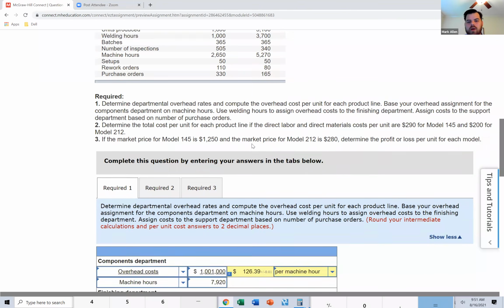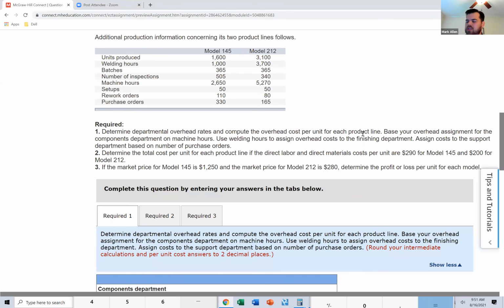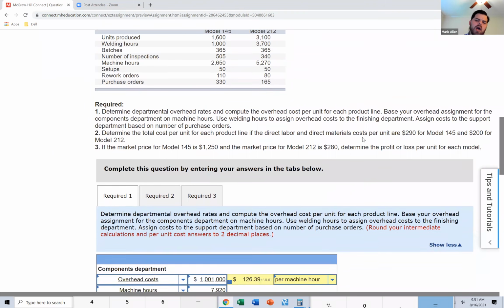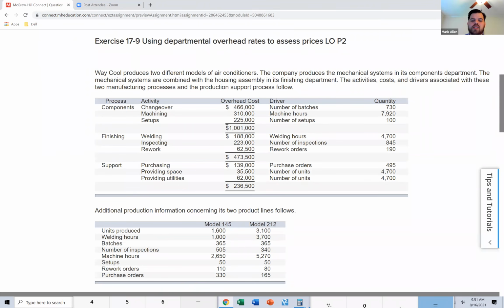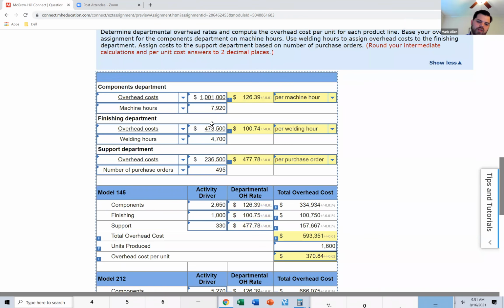If I was doing this on homework, I would probably just write down on a sheet of paper what my cost drivers are for each one, just so I remember that. But at this point, I'm just going to hop down. So we can see this 1,000,001, the 473.5, and the 236.5. Those will be our numerators for each one of these as we're computing our rate per department.